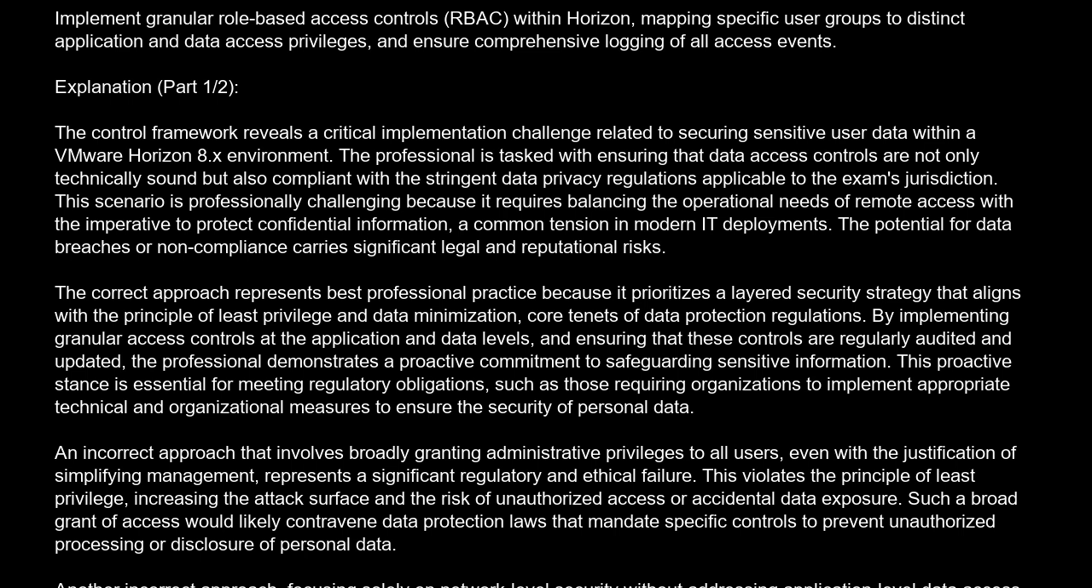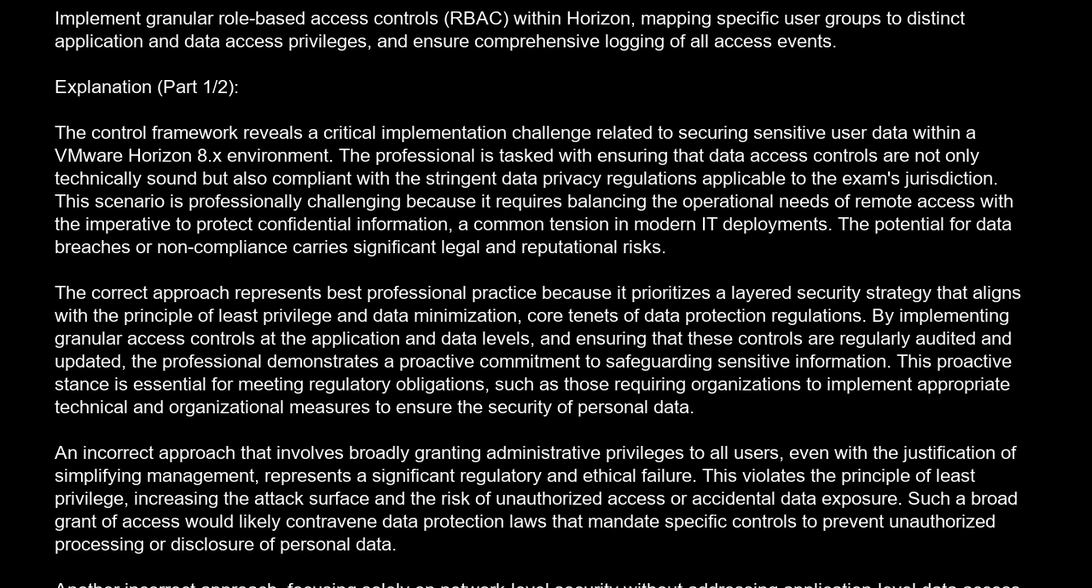By implementing granular access controls at the application and data levels, and ensuring that these controls are regularly audited and updated, the professional demonstrates a proactive commitment to safeguarding sensitive information. This proactive stance is essential for meeting regulatory obligations, such as those requiring organizations to implement appropriate technical and organizational measures to ensure the security of personal data. An incorrect approach that involves broadly granting administrative privileges to all users, even with the justification of simplifying management, represents a significant regulatory and ethical failure.